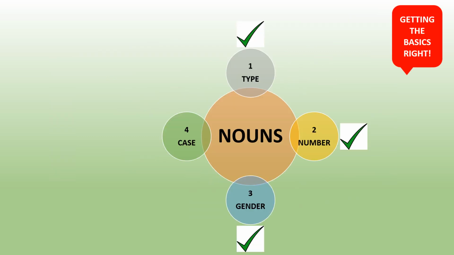Now, brothers and sisters and learners, remember we are getting the basics right first, so that the lessons that will come later on are much easier to understand and comprehend. The first basic was the type: ma'rifa, nakira, definite and indefinite. So you take any Arabic word, you can identify whether it is ma'rifa or nakira.